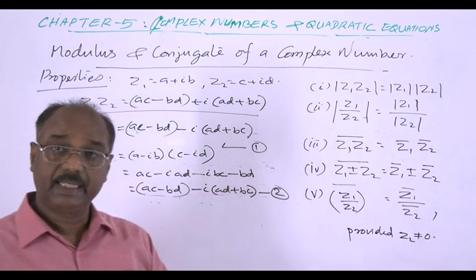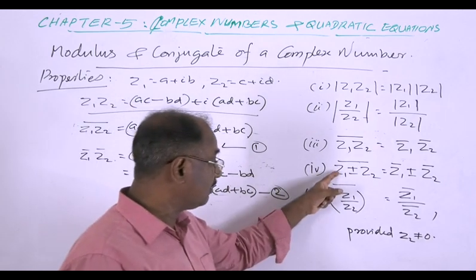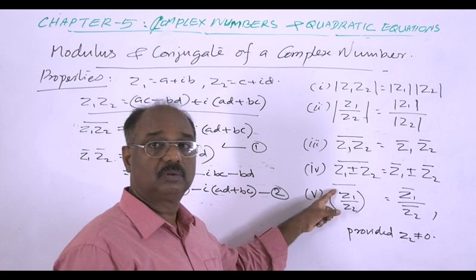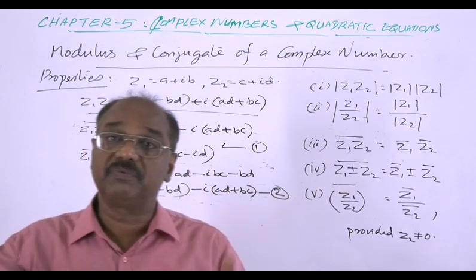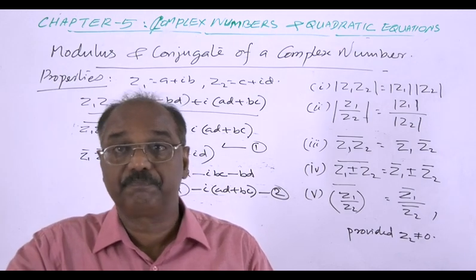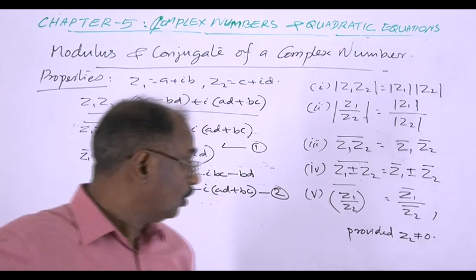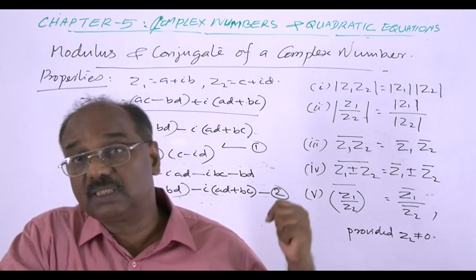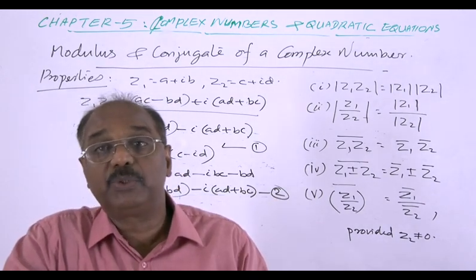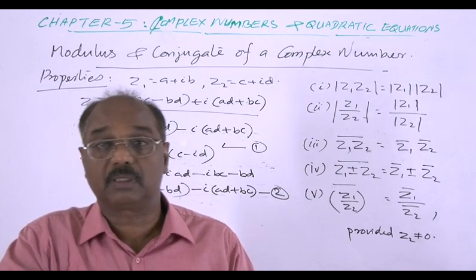In a similar fashion, we can prove these two also, the same way. That is also left for you as an exercise. Okay, thus we have all these 5 properties in relation with the modulus and conjugate of a complex number.